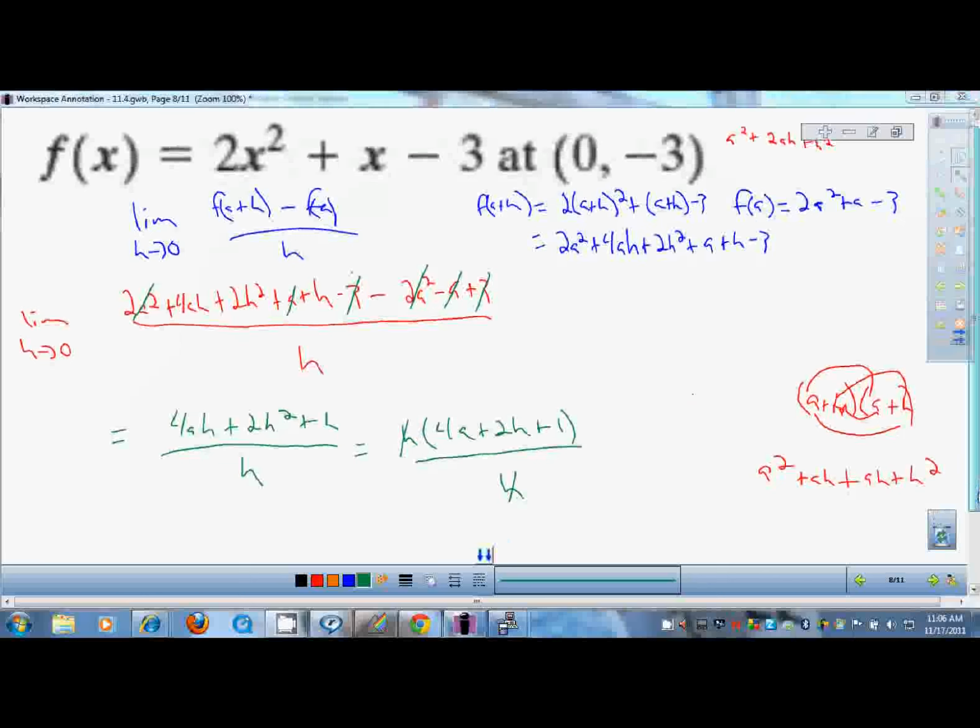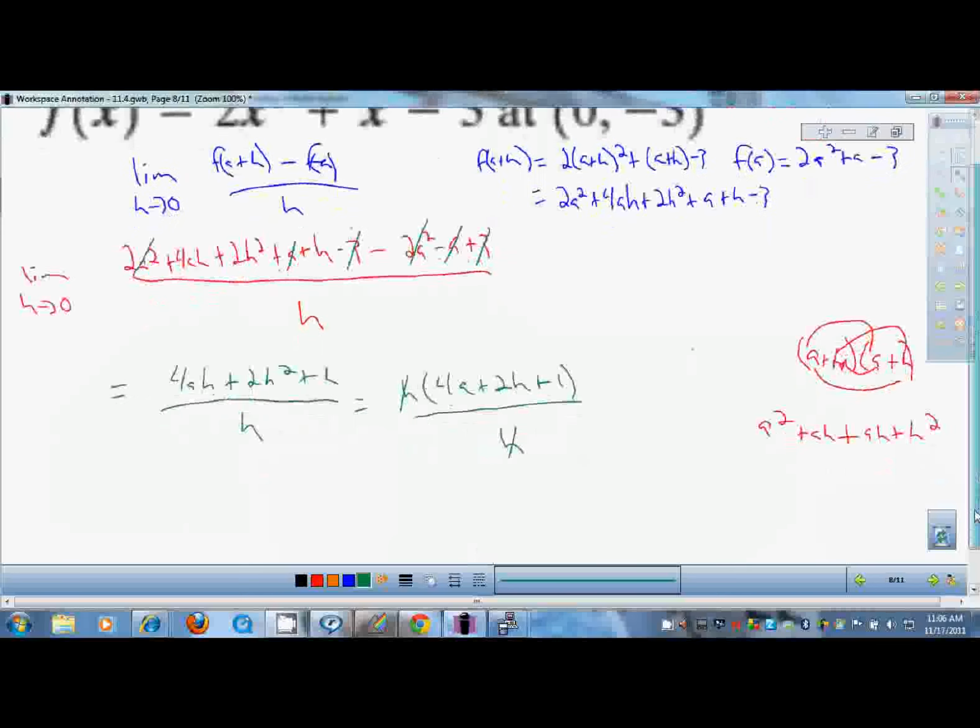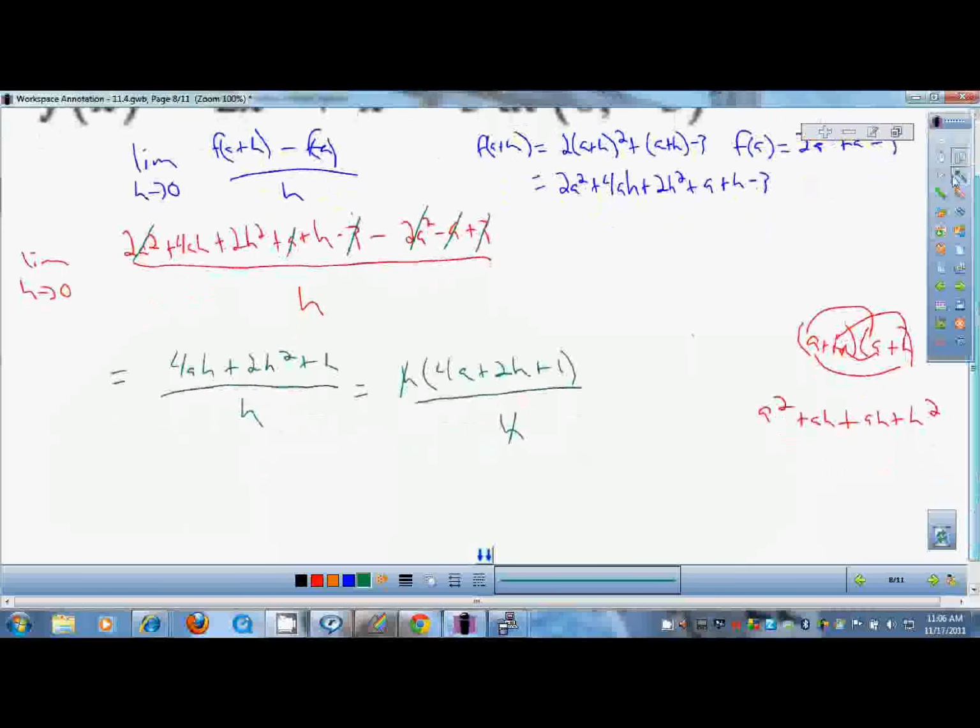In the very beginning, because you get 0 over 0? Oh, you mean back at this step? Right here? You could have, but I like to draw it out like this so people see how it affects the rest of the equation. Okay, so that brings us to this point. The limit, let me switch colors, as h approaches 0 of 4a plus 2h plus 1.